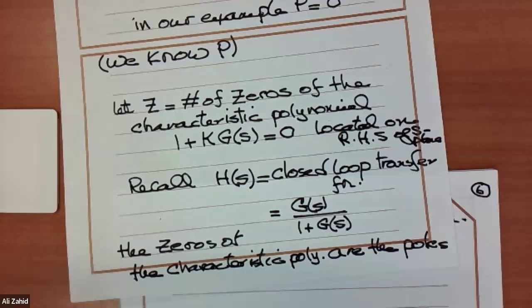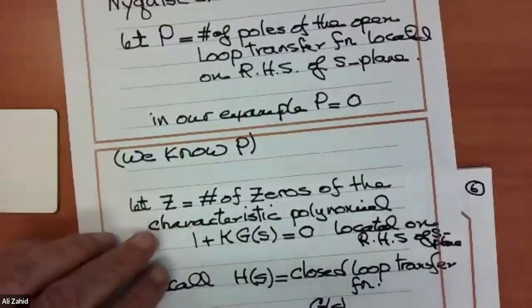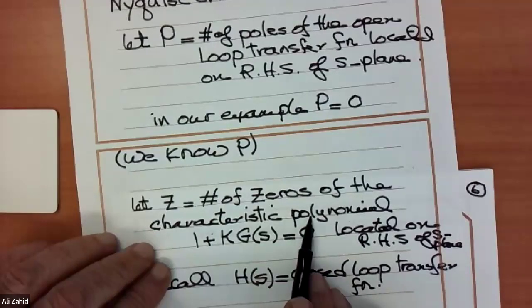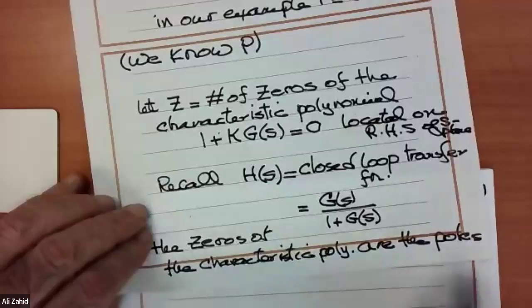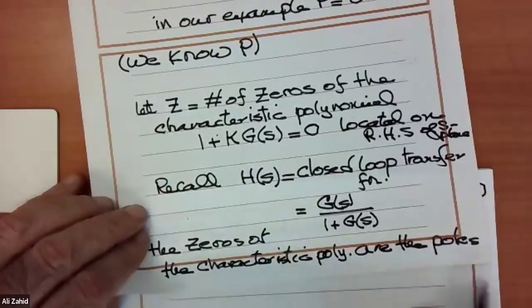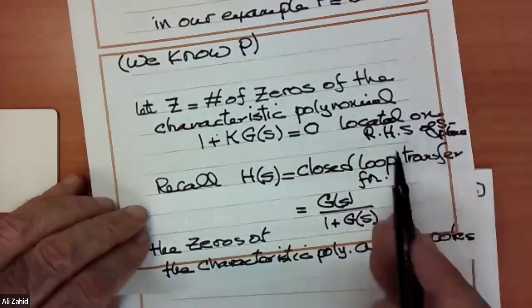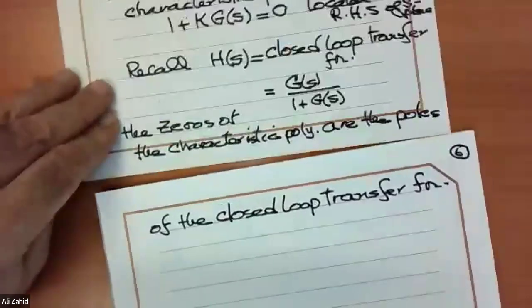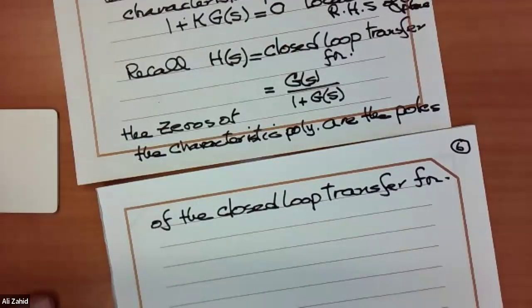Did you get it? Yes. I don't know the Z. I'm trying to figure out what Z is. Z is the number of zeros of the characteristic polynomial, which are the poles of the closed loop transfer function that happen to be located on the right-hand side of the S-plane. Did you get it? Yes.